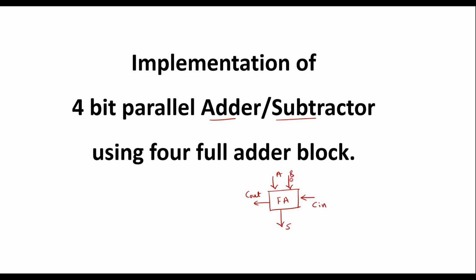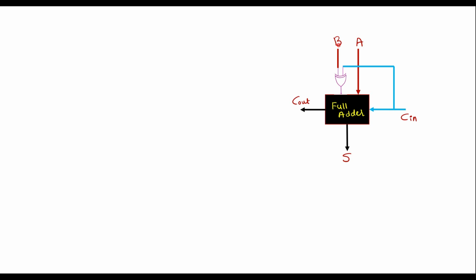If we compare this block with the previous block, we can see that the B input is passed through an XOR gate. So the B input is not directly given to the full adder block, but is passed through an XOR gate. One of the XOR gate inputs is B, and another input is C in, as we have connected here. Now let me explain how it works. Let me consider A equal to 0 and B equal to 1.